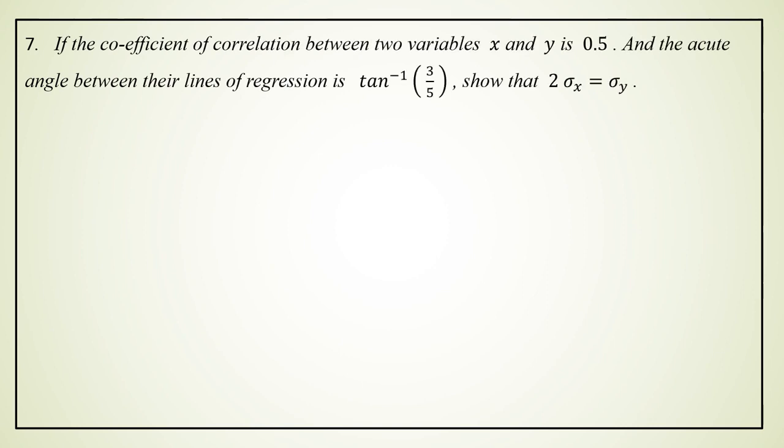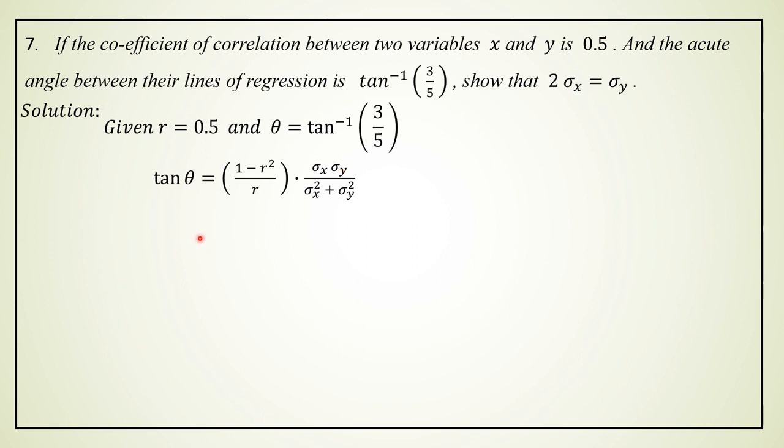Next problem. If the coefficient of correlation between the two variables x and y is given by 0.5 and the acute angle between their lines of regression is tan inverse of 3 by 5, then show that 2 sigma x is equal to sigma y. Over here, they have given you the value of coefficient of correlation, that is 0.5, and the angle between the two regression lines, that is tan inverse of 3 by 5. So just write, given r is equal to 0.5 and theta is equal to tan inverse of 3 by 5.